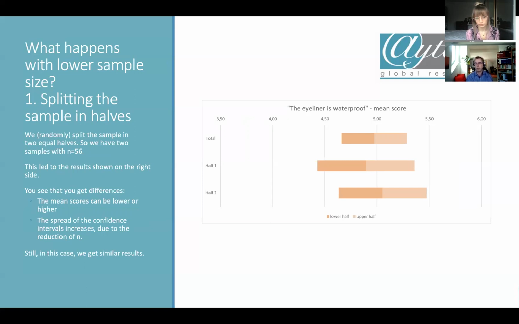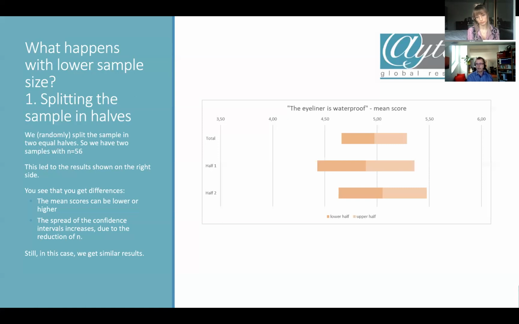In the end, of course, this will come to the overall same mean. But what you also see is that it spreads broader, which is what we've seen before with smaller sample size. You get a broader confidence interval, which gives you a broader scope of the potential real mean and less reliability. Still, we got similar results.